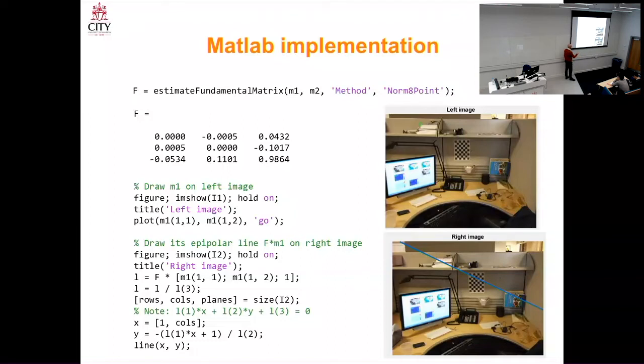Then I get an equation of a line. If I just draw that line, that's what this code is doing, here's what it looks like. I've got this blue line, and sure enough, it's going right through the corner of that book. So the correspondence indeed lies on the epipolar line. Does it make sense? Yeah?